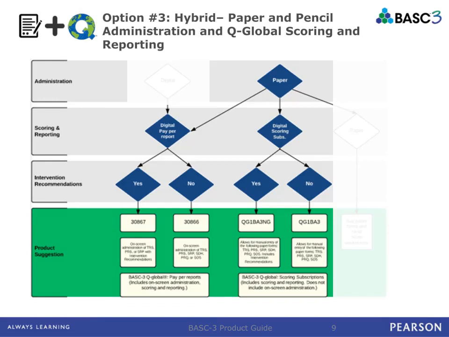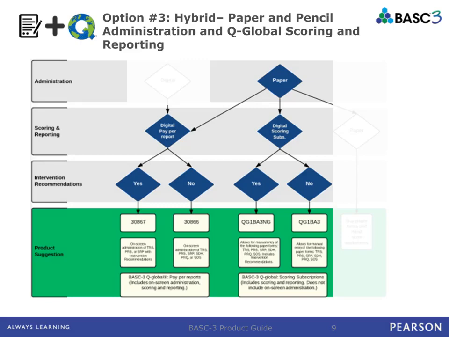Or you can opt for a third, hybrid option, which is a combination of paper administration and digital scoring. As I mentioned earlier, when you opt to use paper forms for administration, you can still elect to obtain scores digitally via Q Global, either by purchasing a digital subscription or by paying per usage. If you select the hybrid option, a scoring subscription to Q Global, a couple of those product codes are QG1BA3NG, as you can see on this slide, or QG1BA3. These are needed to score the paper forms.